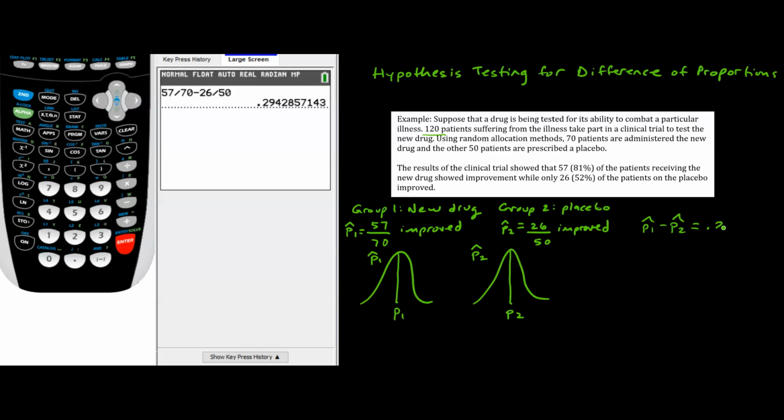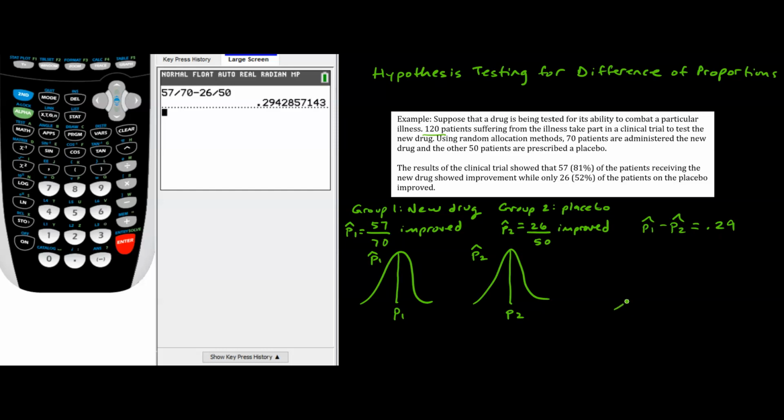And when we get this difference of 0.29, we don't know if that's a good point estimate because we're not sure where our point estimate of 81%, or 57 out of 70, is in this distribution, especially relative to this all-important figure. Just as we don't know where 26 out of 50, or 52%, is in this distribution of sample proportions. So this could be an accurate reflection of the difference in the proportion of people that would improve on the new drug, but it also could be incorrect because it's just a point estimate.